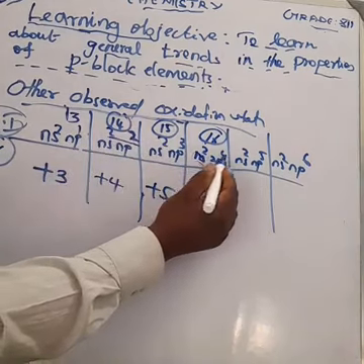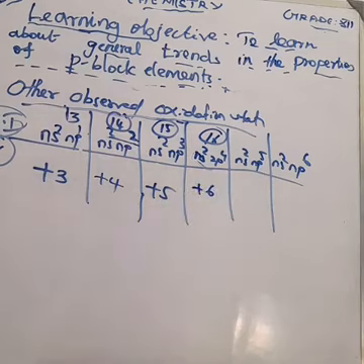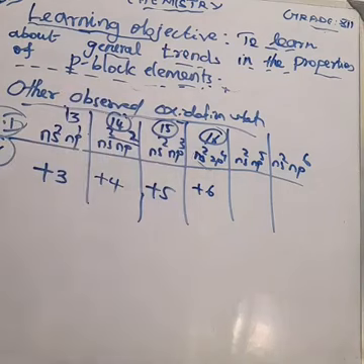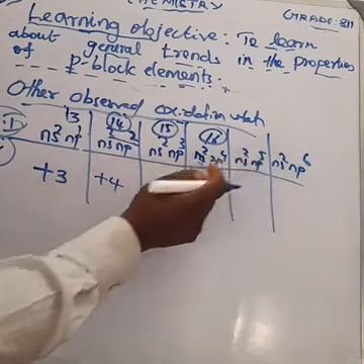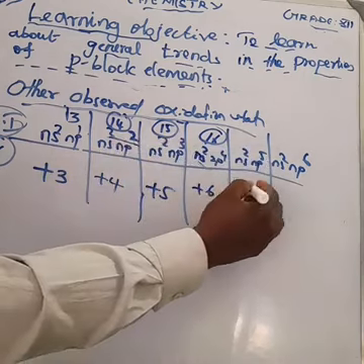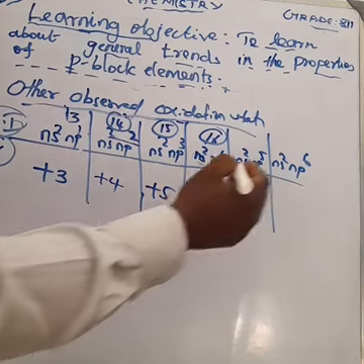ns2 np4. So what is the oxidation state? 2 plus 4, how much? 6. So plus 6 is the group oxidation state. What about the halogen? ns2 np5. So 2 plus 5, how much? Plus 7. So plus 7 is the highest oxidation state.